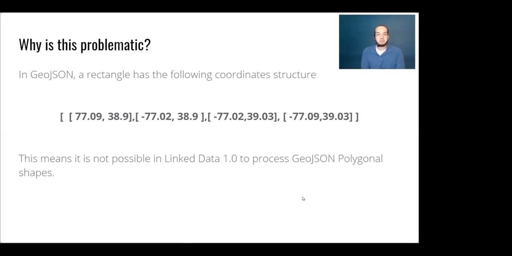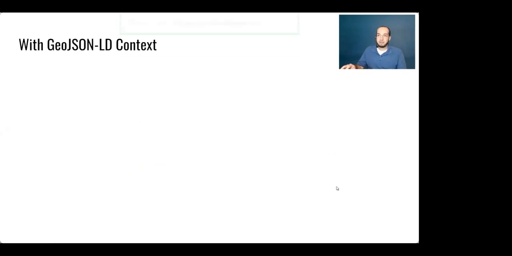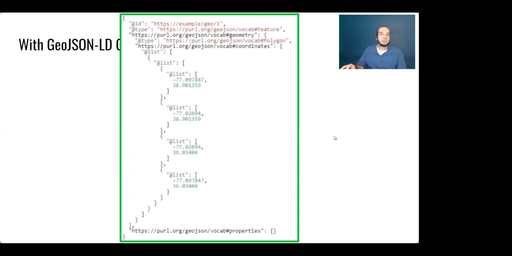The ability to represent polygons in geospatial data is an absolute must. So, what about Linked Data 1.1? Going into the playground and providing an object with the GeoJSON LD context, you'll notice that it can support lists of lists, and it completely resolves my object and assigns the proper vocabulary to everything. So here we've proved that GeoJSON LD will work with Linked Data 1.1.